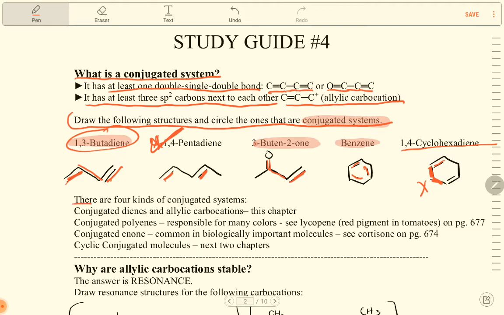Alright, so there are 4 kinds of conjugated systems. Conjugated dienes and allylic carbocations we are going to discuss in this chapter. Conjugated polyenes are responsible for many colors, such as lycopene, the red pigment in tomatoes. We will see it on page 677 in your textbook. Conjugated enones are common in biologically important molecules. See cortisone on page 674 of your textbook. And cyclic conjugated molecules are covered in the next 2 chapters.